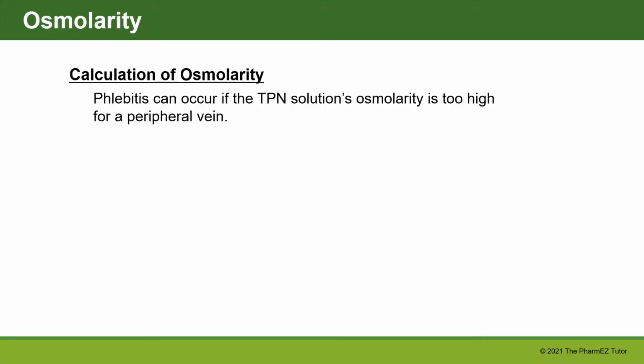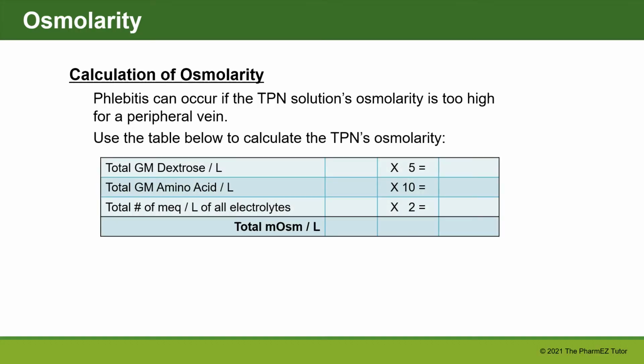Here's how we calculate osmolarity. Remember that phlebitis can occur if the TPN solution's osmolarity is too high for a peripheral vein. Use the table below to calculate the TPN's osmolarity.